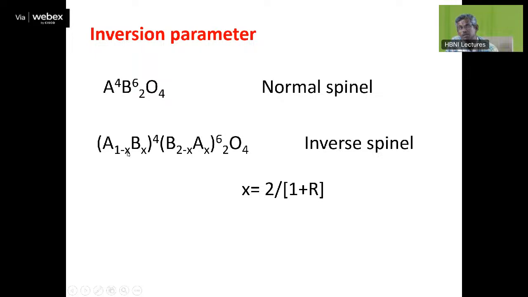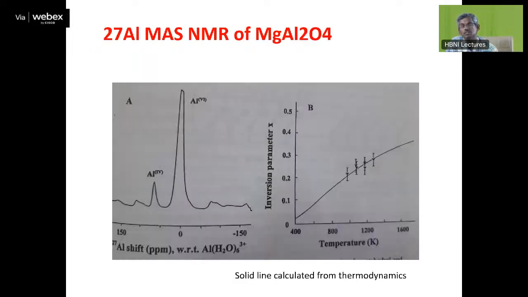If x is higher, what happens? Let us say x is 1, then A is 0 here. All the A is here only. It is a completely inverse spinel, 100% inverse spinel. Correct? If x is equal to 0.5, what happens? Part of the A is in the tetrahedral site, part of the A is in the octahedral site. So it is a 50-50 spinel, not a completely inverse spinel. So x is a parameter which decides the spinel. It is nothing but the ratio of the tetrahedral and octahedral sites. So now let us move further.